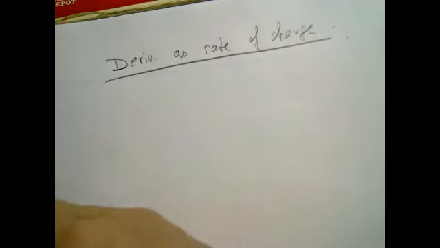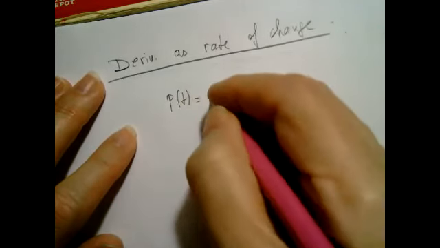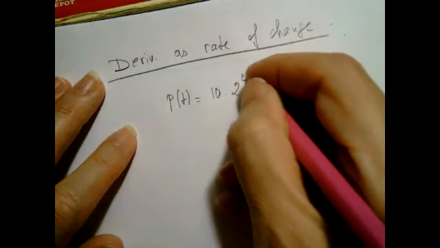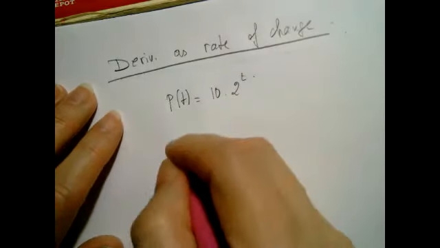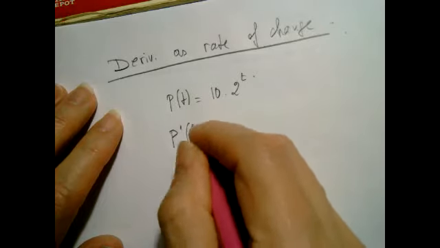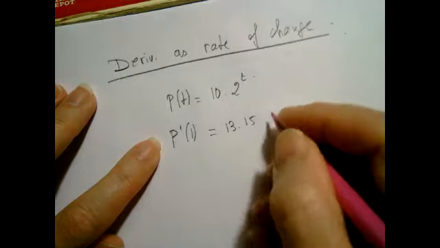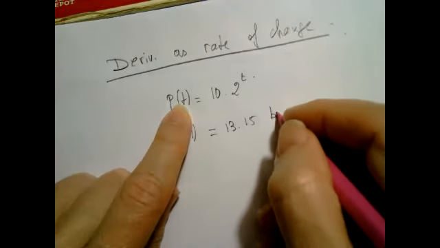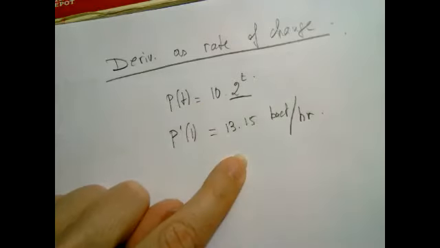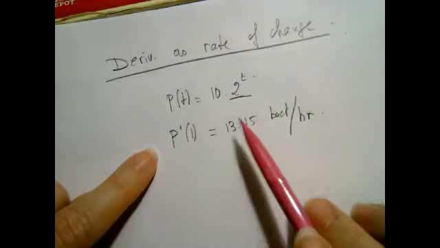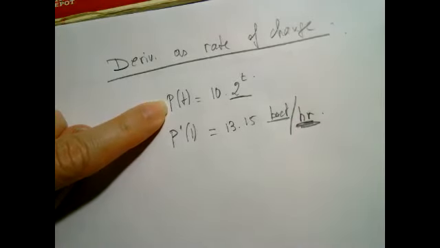So yesterday we took the example of bacteria growth, if you remember. It was 10 times 2 to the power t, and P of t represented the population of a bacteria. We evaluated, for example, P prime at 1, and we got like 13 point something. And the unit was the unit of the population per unit of time, which was hour. So that's always the unit of the derivative. It's the unit of your output, which is population, per unit of the input.